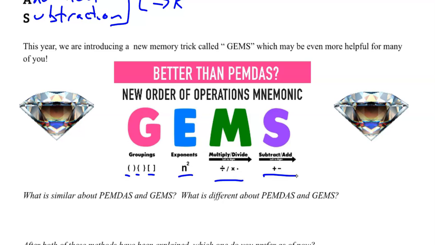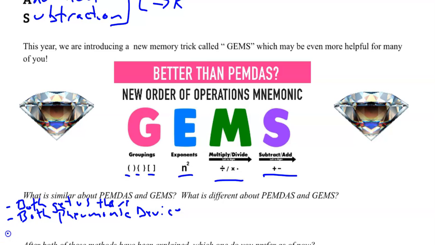So what's similar is, I would say, first of all, they both get you there. They get us the answer. So they have the same results. They're both actually mnemonic devices. In other words, they're letters for words that help us remember the order. Don't worry about spelling that one right. That's not even that important. They both keep exponents as the second rule. That's all I can come up with.